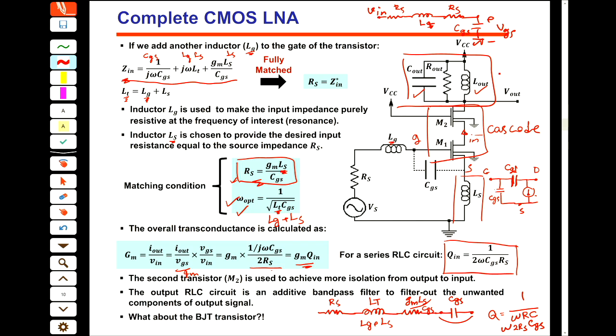And this does the output matching for you. The input matching we did with the selection of LG and LS, and the output matching we have to do with L out and C out. Okay? I will give you one question on this in assignment 2, in the assignment, not in the exam, to solve this and also simulate it.